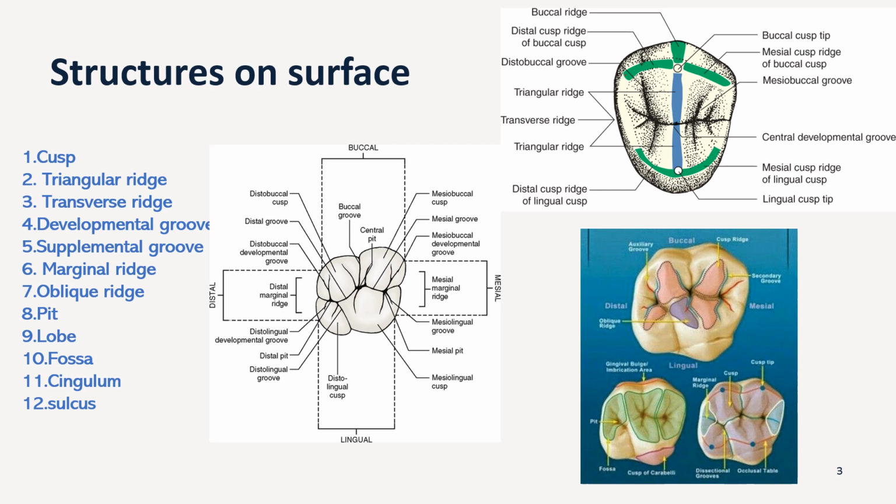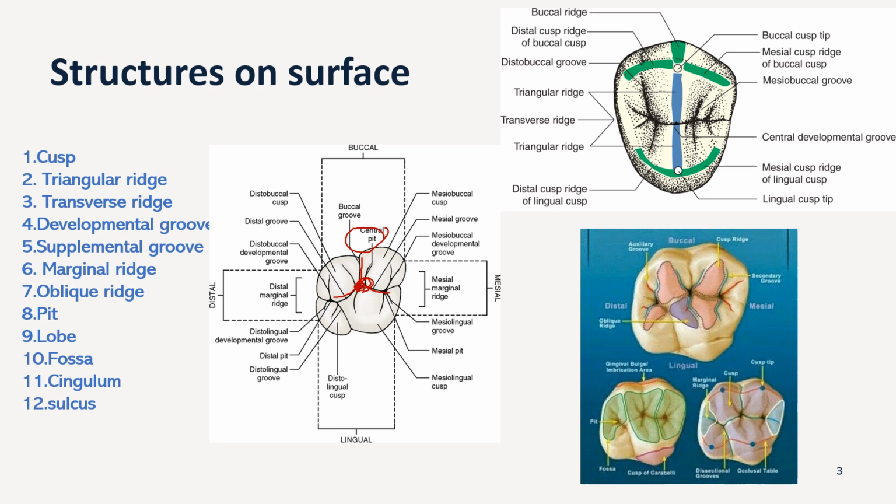Look here. This is a central pit. This portion is the central pit. What is a central pit? It is a pinpoint depression which is present at the junction of two cusps or the junction of grooves. Different names are given according to the locations, but the example is the central pit.